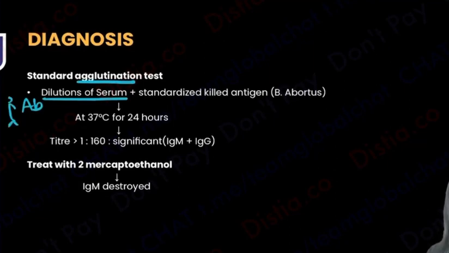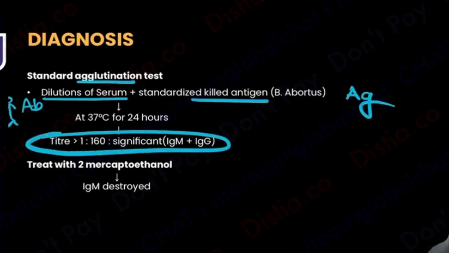From the patient, you will get antibody, and you will add an antigen in your lab. Of course, you will get agglutination. You don't have to learn the temperatures. Antibody from the patient, antigen in your lab. You're going to get a titer of more than 1:160. You say this is an agglutination positive. But that is positive for all antibodies.